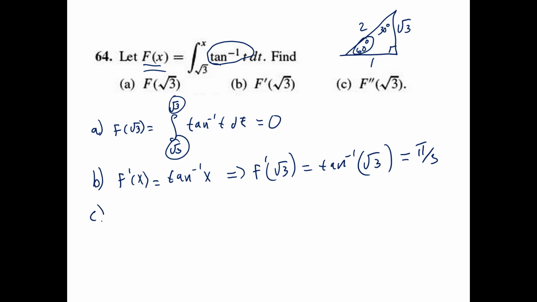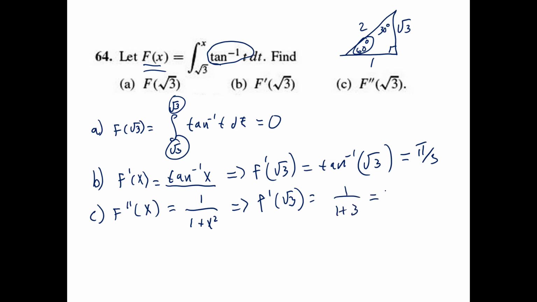And part C is just asking for f double prime of the square root of 3. Well, before I find f double prime of the square root of 3, I should find f double prime of x. Well, I know what f prime of x is, the inverse tangent of x. And so then the double prime is just the derivative of that, which is 1 over 1 plus x squared. And so now if I'm going to substitute in the square root of 3, I get 1 over 1 plus 3, which is 1/4. And there we go.